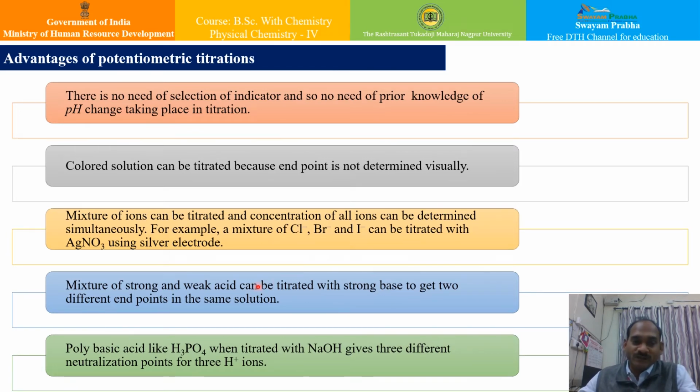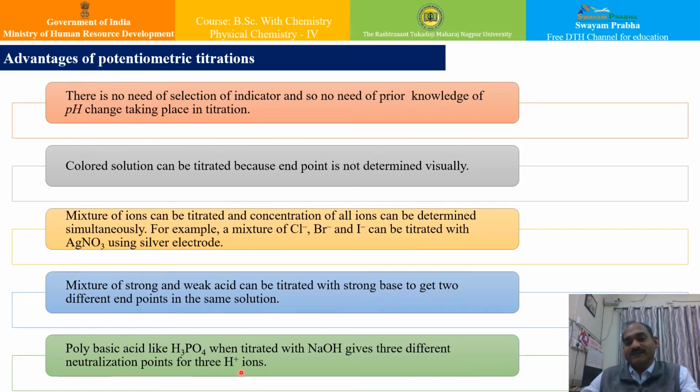A mixture of strong acid and weak base can be titrated with a strong base to get two different endpoints in the same solution. You can actually find out to what extent the strongly dissociative ions are dissociated and being consumed, from where the weak acids are starting to dissociate, or what is the extent of dissociation.